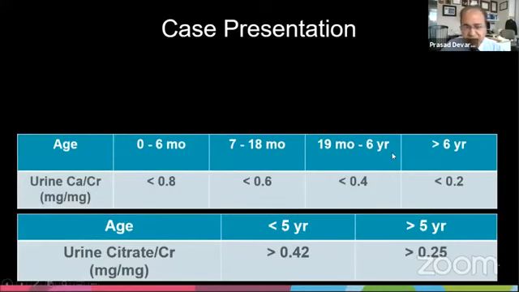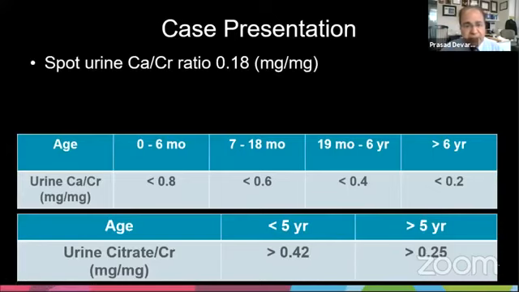As you can see, both of those will vary with the age. And this you can do just on a spot urine sample. You don't need to collect a 24-hour urine. In this patient, the calcium creatinine ratio on a spot urine was 0.18, which, as you can see, is completely within normal limits. He is 16 years old, so less than 0.2 is normal.